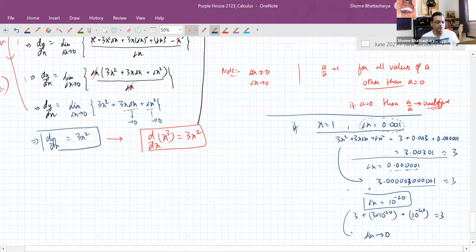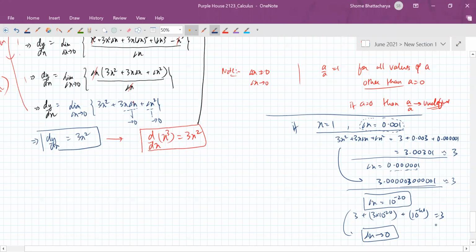Now imagine what if I had taken delta x as 10 raised to minus 20. Then you can imagine how much closer this whole term is coming to 3. And like that, if I now take delta x tending to 0, you can see that this term has actually become exactly equal to 3. We are not approximating it as 3, but it has exactly become equal to 3.